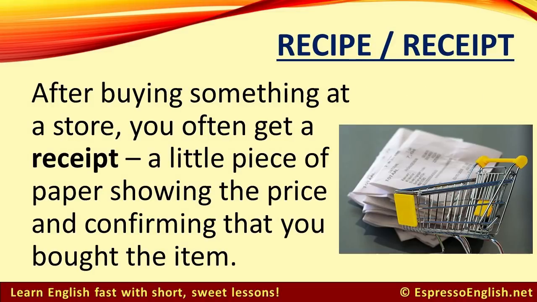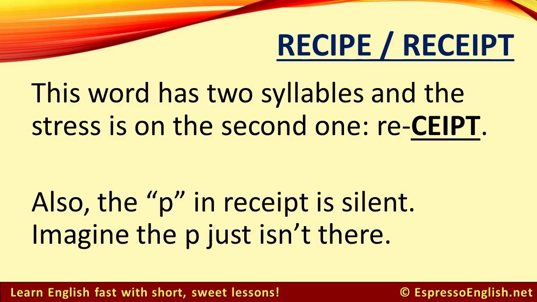The word receipt is the noun form of the verb receive. After buying something at a store, you often get a receipt, a little piece of paper showing the price and confirming that you bought the item. This word has 2 syllables, and the stress is on the second one, receipt.